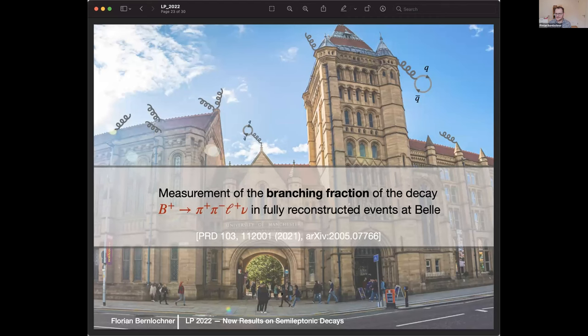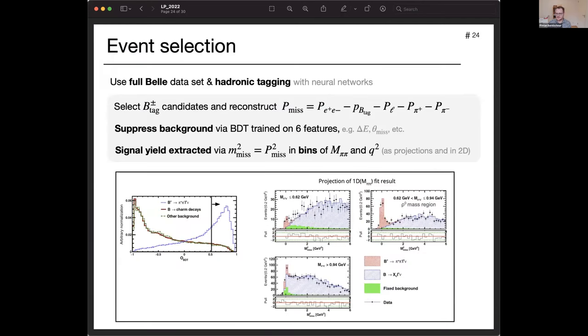Okay, then it's time to go on to exclusive results from Belle. So the first is measurements of branching fractions of B→p ℓ ν with two pions only. The analysis is also using hadronic tagging with neural networks as an analysis strategy, and then reconstructs the signal side with just a lepton and two charged pions. And then one can also reconstruct, of course, the neutrino four-momentum using the formula here. Then background has to be suppressed. So there's a lot of background from B→Xc l ν only, and that can be done by using a BDT that employs six features.